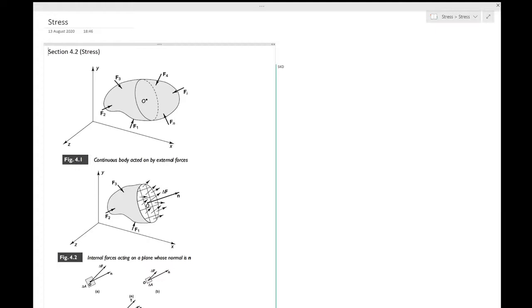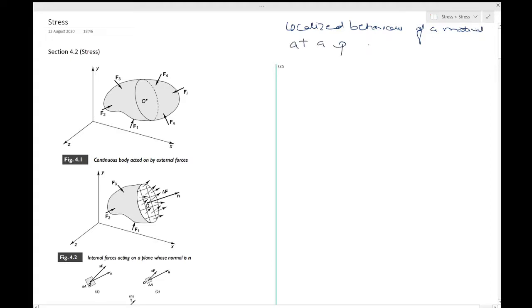Now we want to consider a localized behavior of a material at a point within a deformable body. So this "at a point" is very important.